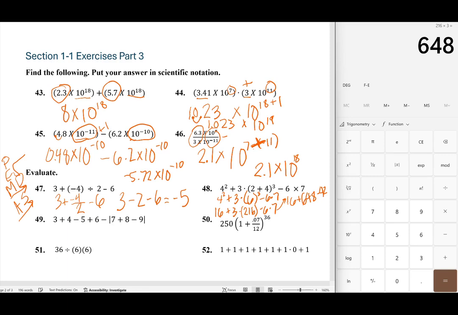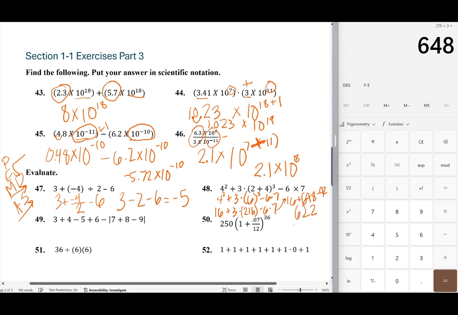So then we'll add those left to right. 16 plus 648 minus 42 gives you a total of 622. Okay, moving on to 49.